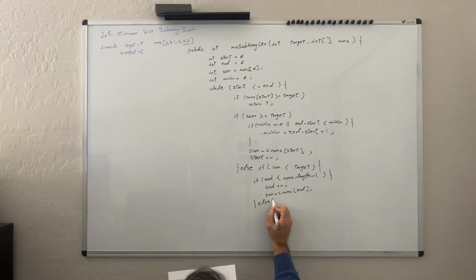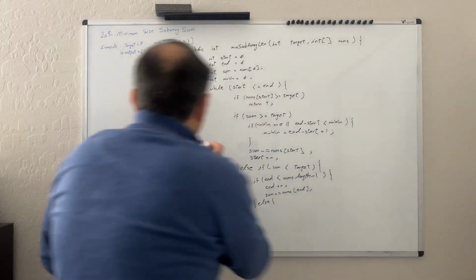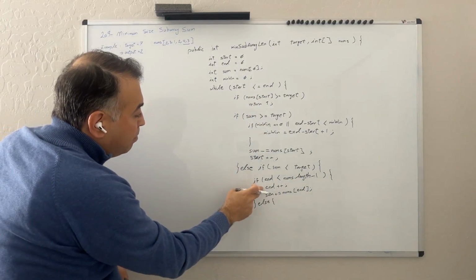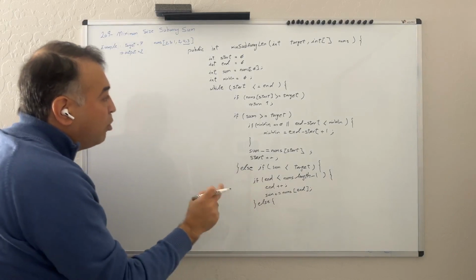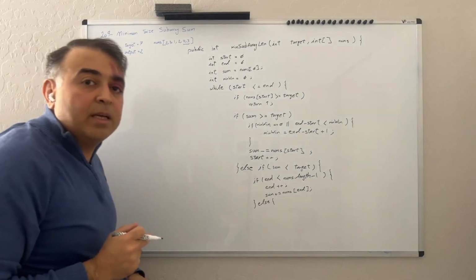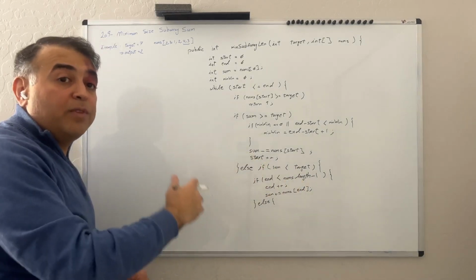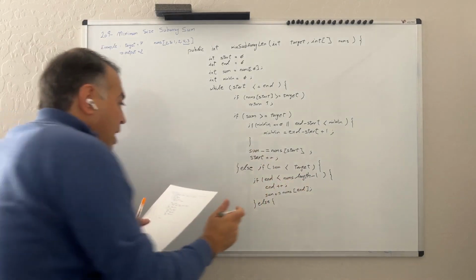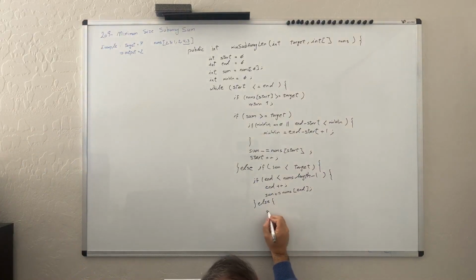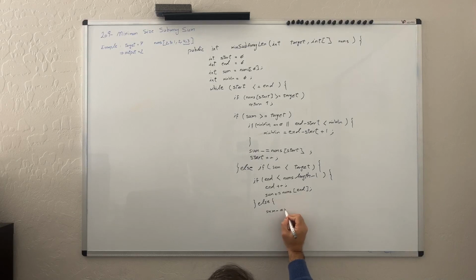And what happens if the end pointer points to the last item of the array? We should not move the end pointer. We should move the start pointer. And I need to do the same thing that I did here to move the start one step to the right.